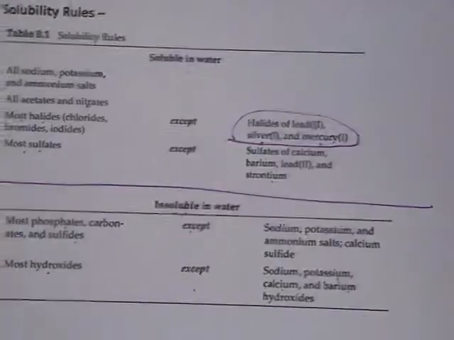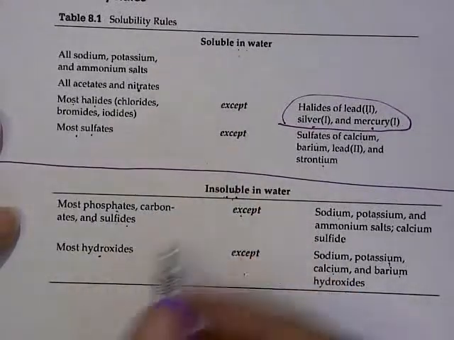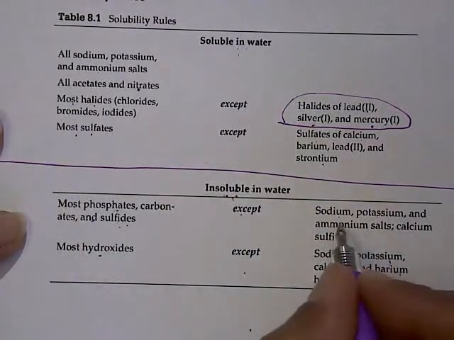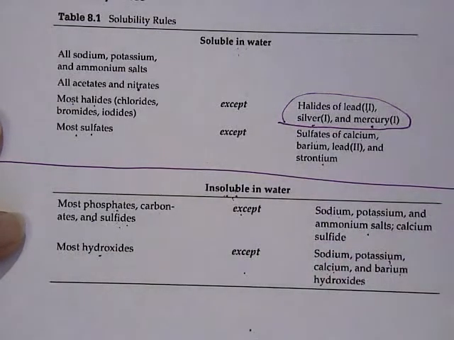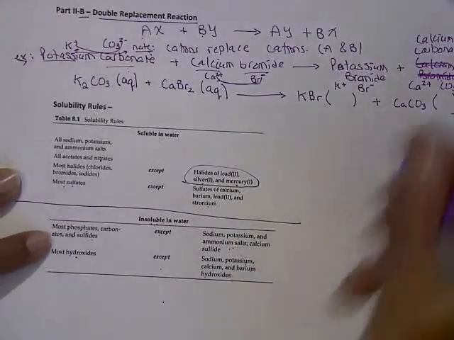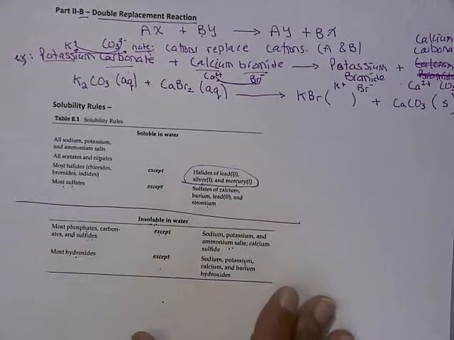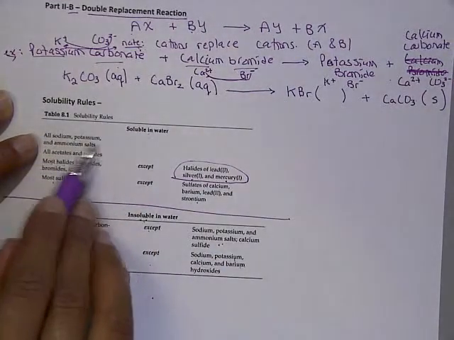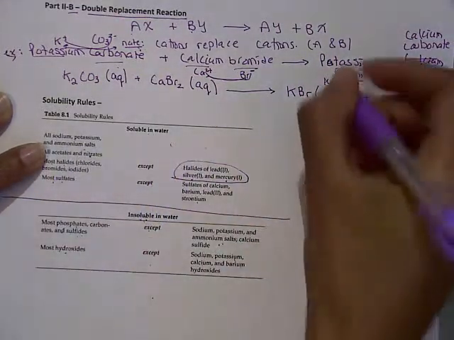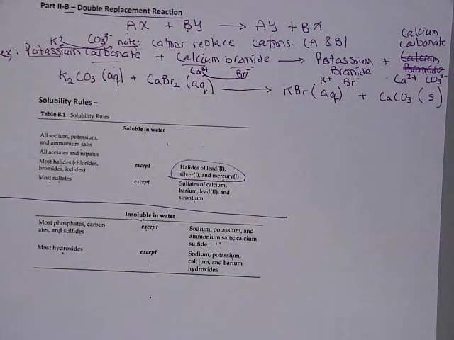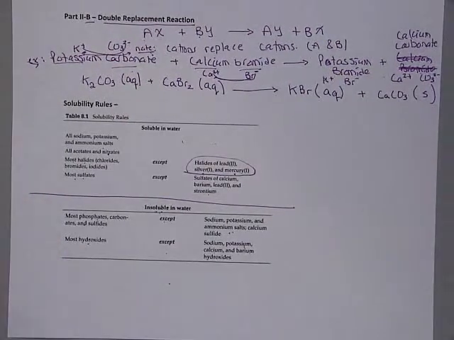So our solubility rules chart says that most phosphates, carbonates, and sulfides are insoluble in water except if you have one of these. Now, calcium carbonate is not an exception, so therefore calcium carbonate is a solid. For KBr, here we say all sodium, potassium, and ammonium salts are soluble in water. There are no exceptions, so KBr is aqueous. So that's how you use your solubility rules to determine what phases your products are.